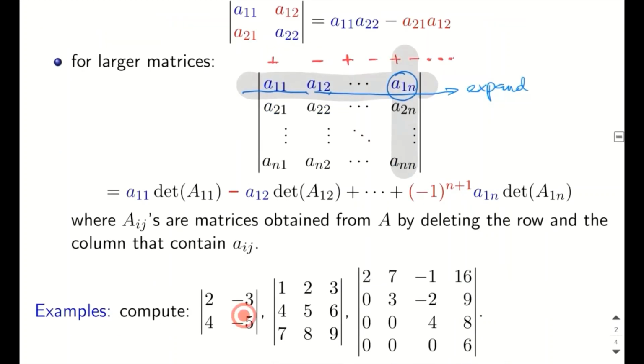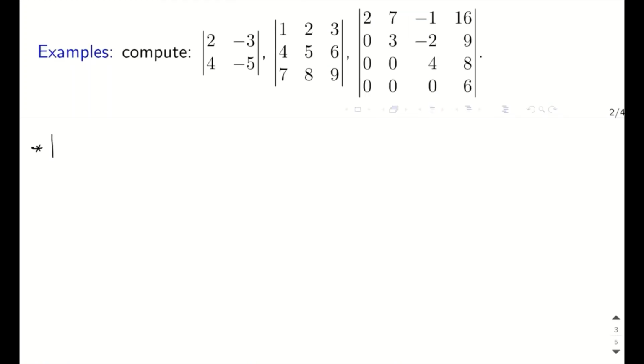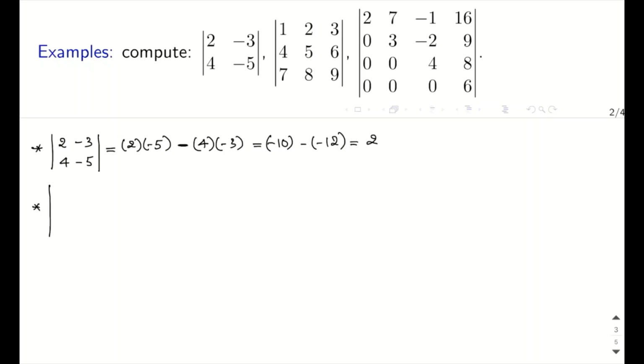That's it. Let's compute the determinants here, right? A 2 by 2 determinant, 3 by 3, and 4 by 4, just using the definition here. For the first one, it's the determinant of a 2 by 2 matrix. So you multiply along the main diagonal, 2 times -5, and then minus 4 times -3. So this is going to be -10 minus -12, and that's going to be 2. Now for the second one, it's a 3 by 3 determinant, or in other words, the determinant of a 3 by 3 matrix. So we have to expand along the first row.